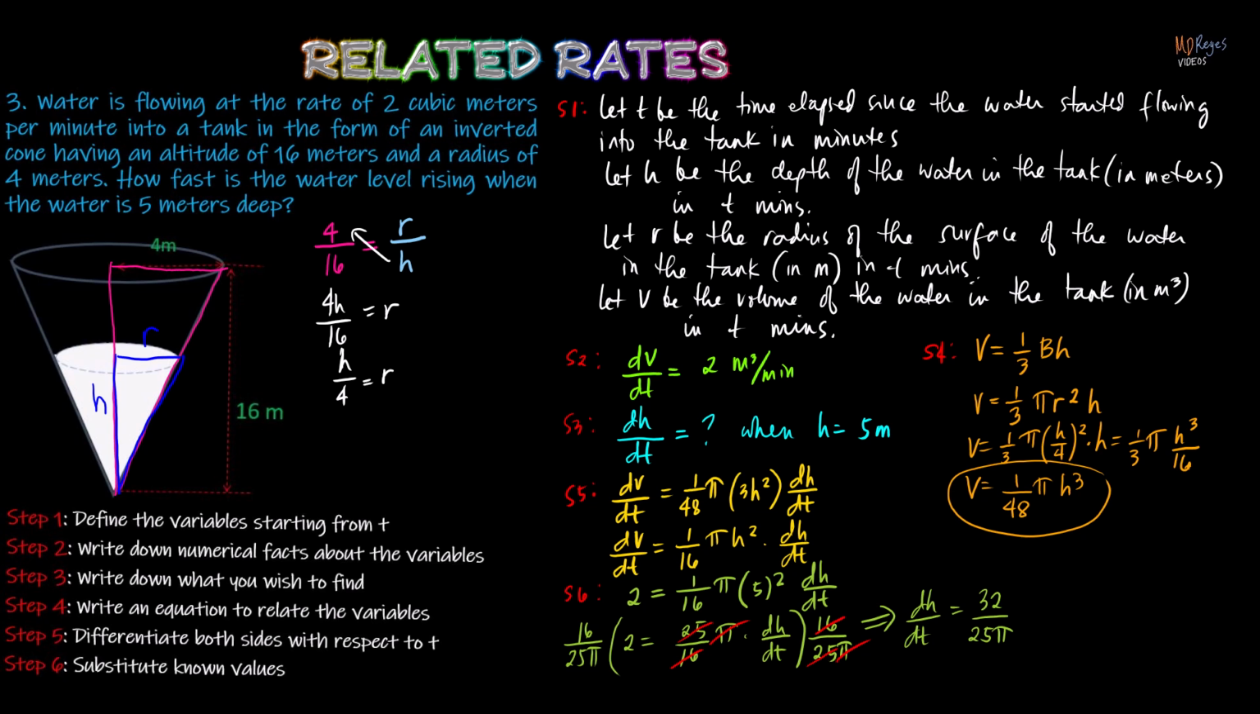The unit of measure is meters per minute. So this is the change in the depth of the water as it flows into the tank at the rate of 2 cubic meters per minute. 32 over 25 pi meters per minute. That's our final answer for number 3.